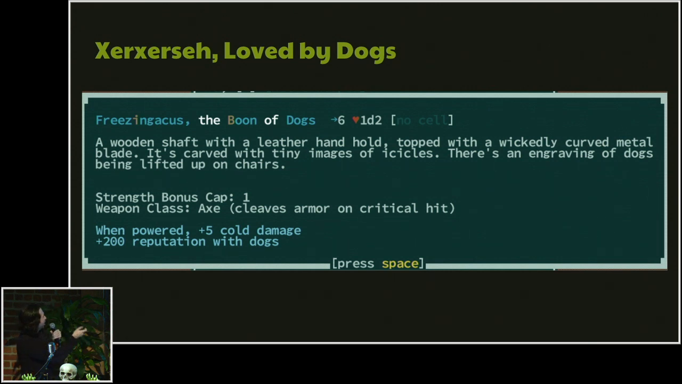So this is the actual artifact. It's an axe, a wooden shaft with a leather handhold, topped with a wickedly curved metal blade. It's carved with tiny images of icicles. There's an engraving of dogs being lifted up on chairs. And it's procedurally generated, informed by the parameters from the history. So when powered, it does +5 cold damage, and it gives you +200 reputation with dogs.